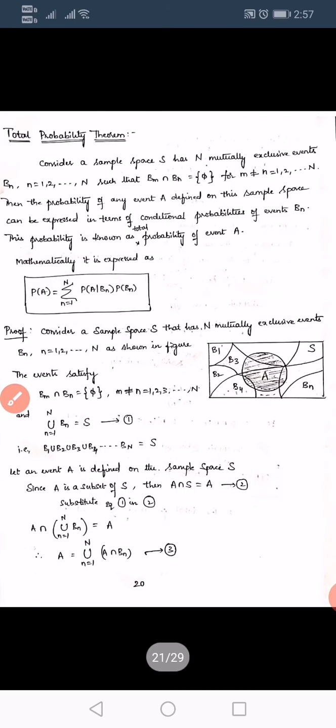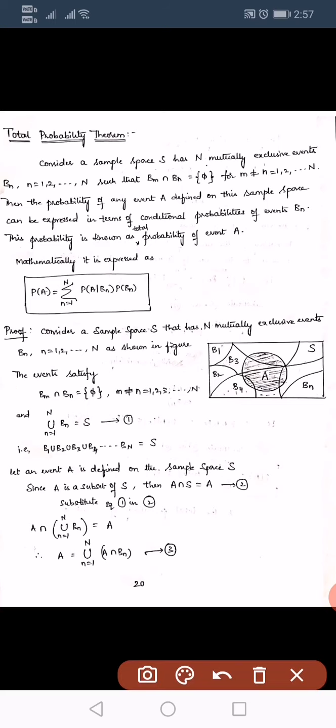Okay. Next one is total probability. So now let us see what total probability is. Consider a sample space S. In this sample space, let us define n mutually exclusive events. Those events are denoted by Bn, that means from B1 to Bn. Mutually exclusive means the events which do not have any common element.